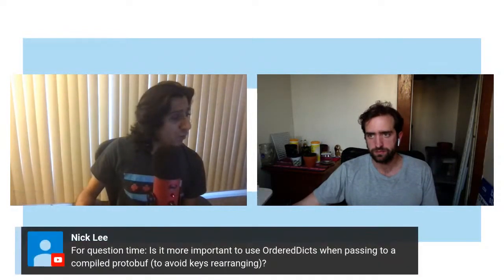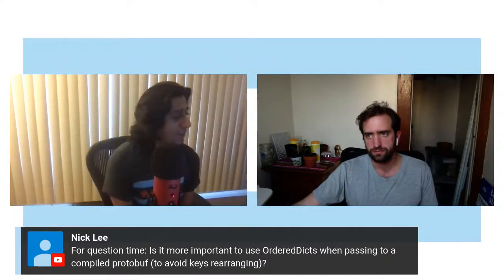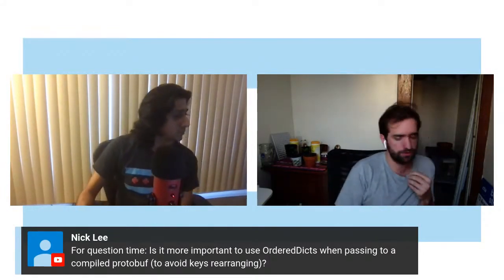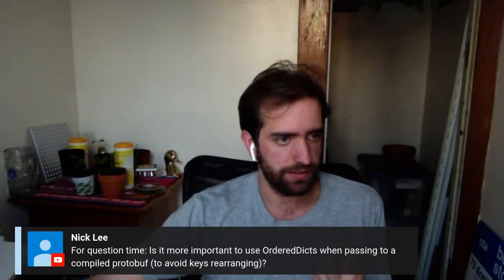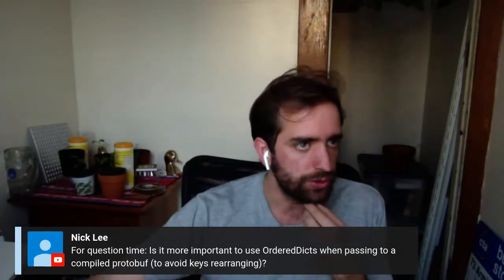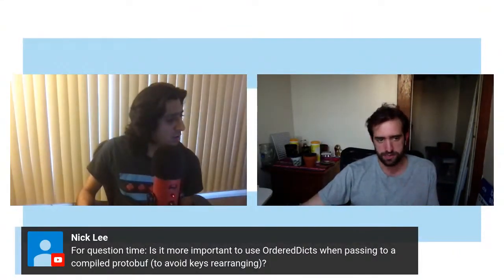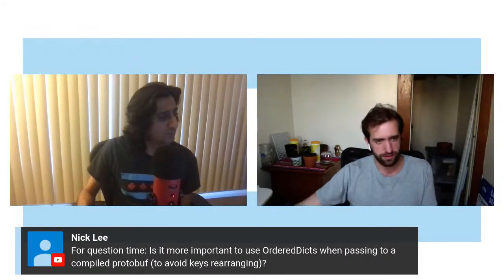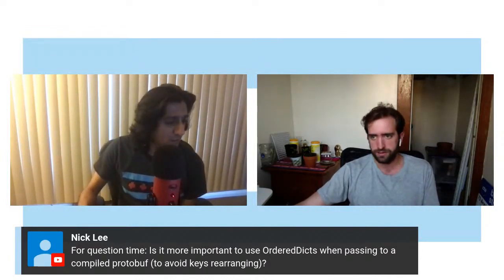We do have one question from Nick Lee, just brought it up. Is it more important to use ordered dicts when passing to a compiled protobuf, to avoid the keys from rearranging? No, it just totally depends. For the example that I used, the compiled message, the thing that they give you in Python, has an initialization with keyword arguments. So it's going to match those keyword arguments to the unpacking of the dictionary. If you were to unpack it differently, in an ordered way, then yes, you would need it. But for the most part, it will accept keyword arguments, so it's not that important to use an ordered dict in that case. Hopefully that answers your question.